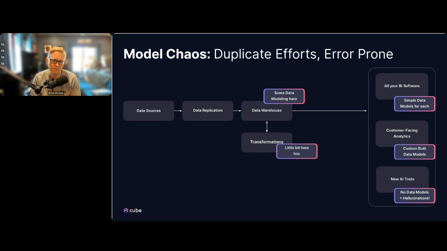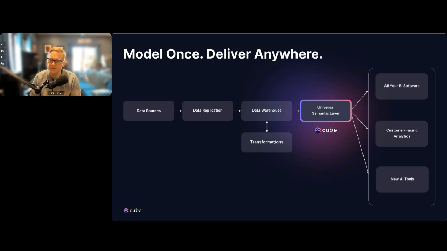The idea behind semantic layers and this movement with a universal semantic layer like CUBE is that we want to centralize all of those data models into one location where we can do our data modeling once, and we can deliver that same data model to all of our downstream applications.